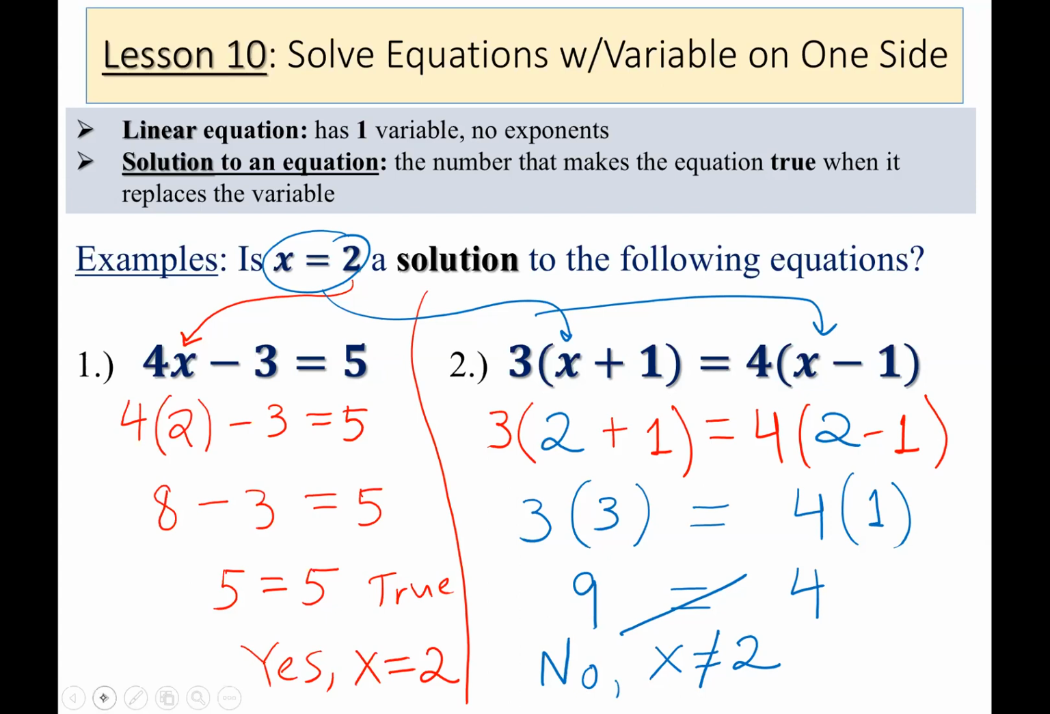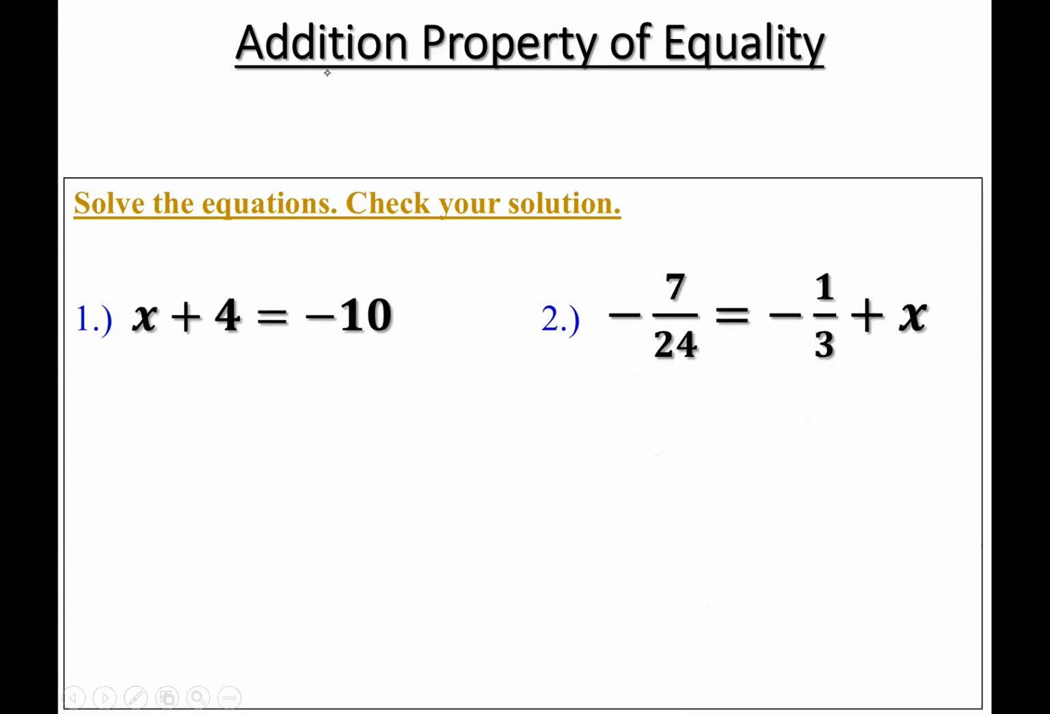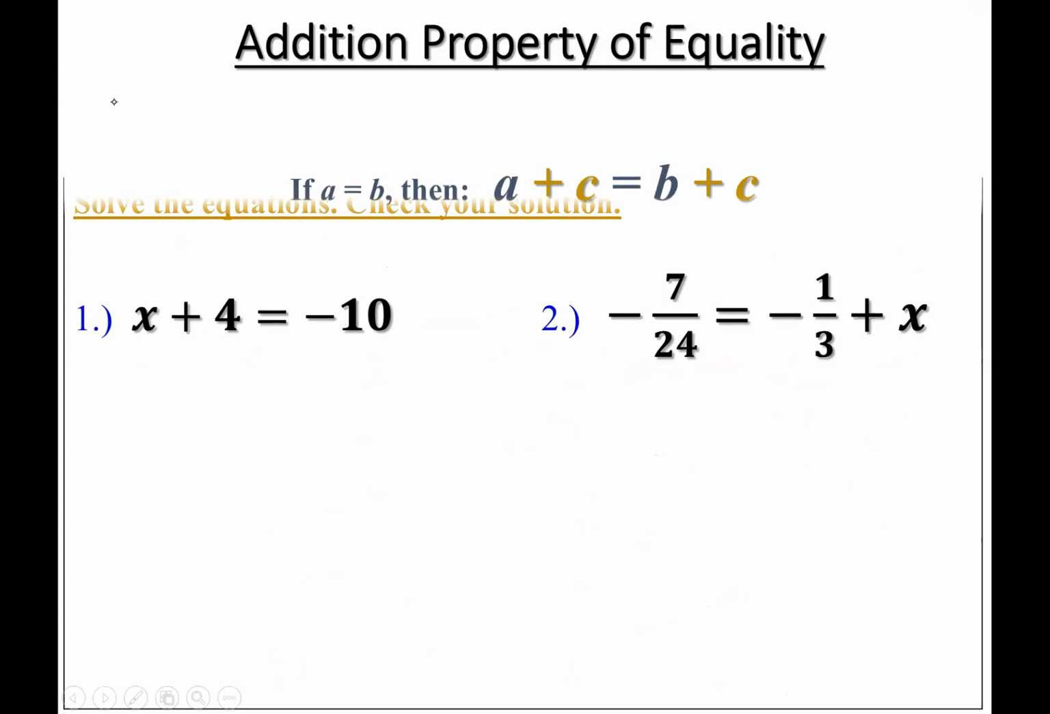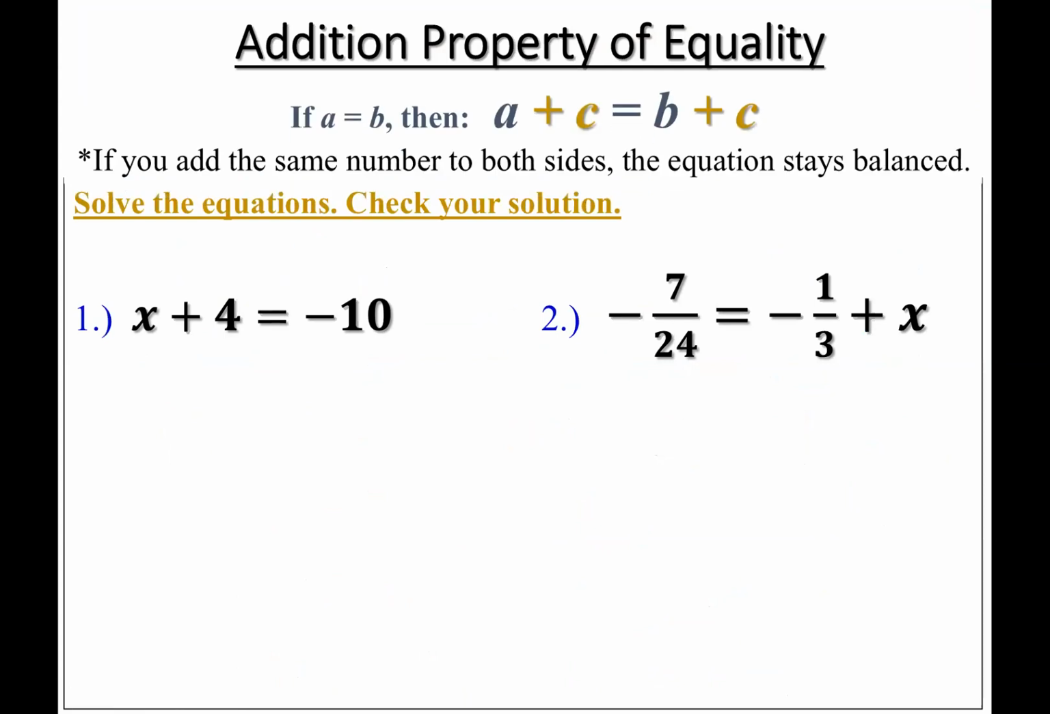All right. So let's get started with solving equations. So we're going to be solving equations that involve addition, subtraction, multiplication, and division, and sometimes all of the above. But we're starting off using something called the addition property of equality. So here's what this says. If A equals B, then A plus C equals B plus C. In other words, if you add the same number to both sides of an equal sign, the equation stays balanced.